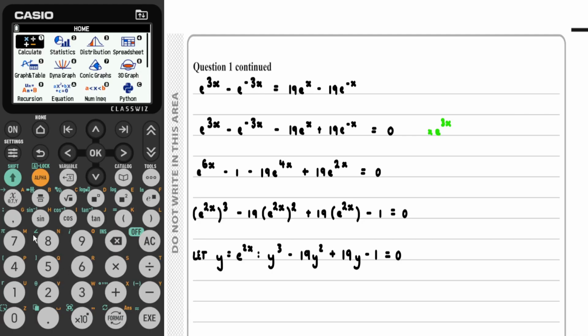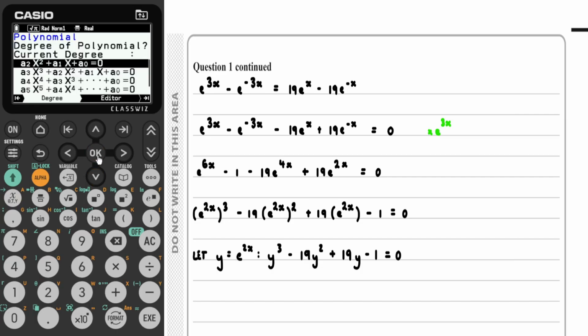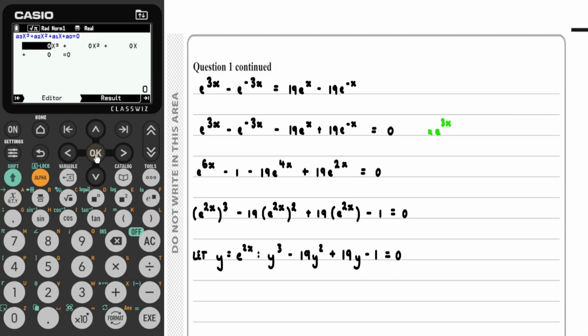If we go to the equation sub-menu, we have a polynomial of degree 3. We have y cubed, subtract 19y squared, plus 19y, subtract 1, equals 0. We've got this 17.94, etc. We've got this 0.055, etc. And we also have this 1.